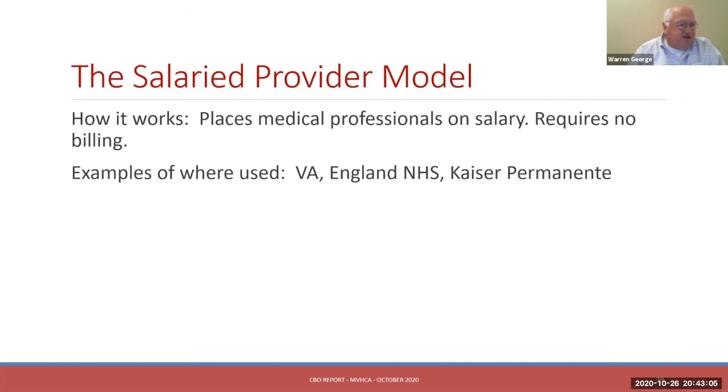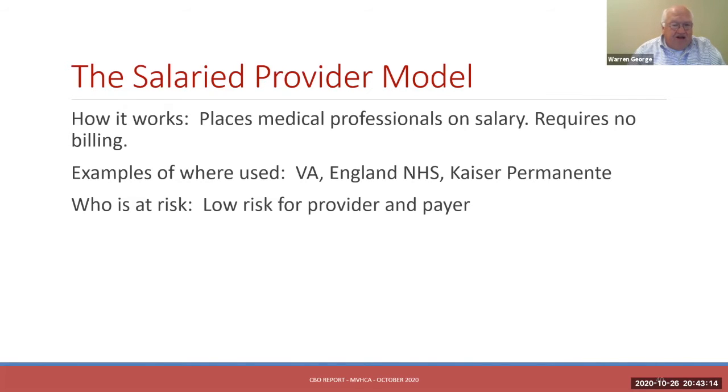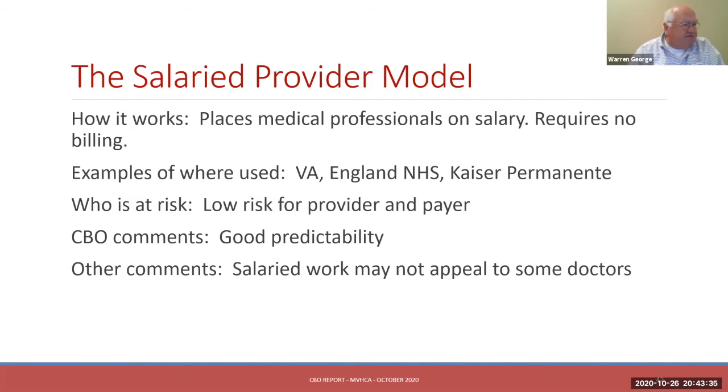The salaried model is used in the VA, in the English National Health Service, and actually at Kaiser Permanente, to provide a few examples. The CBO claims that it is low risk for both provider and payer because it has very good predictability. You know who's going to be working, you know what they have to do, and there's very little paperwork that takes place. Some other comments: salaried work may not appeal to some doctors who are attracted to the higher average incomes possible in the fee-for-service model.